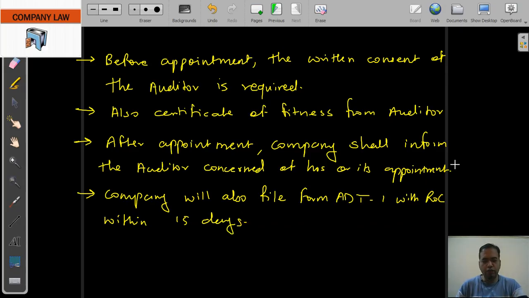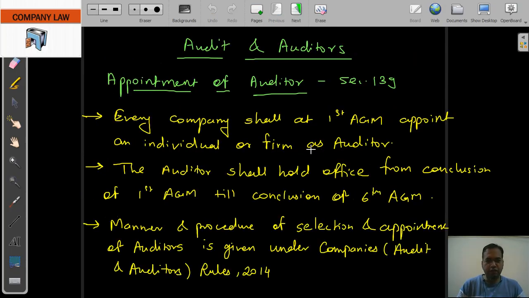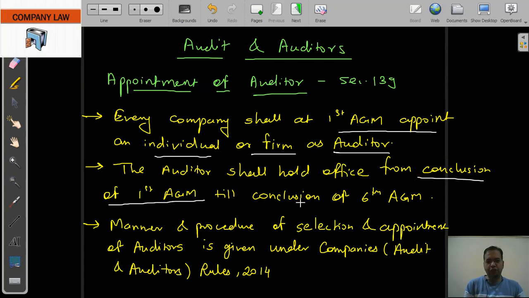So these are some of the important requirements of the appointment of the auditor. Now these are given under Section 139 Sub-section 1 and the rules made thereunder. So again, we will just go through it. Every company shall at the first AGM appoint an individual or a firm as auditor. It will hold office from the conclusion of the first AGM till the 6th AGM. We will talk about the term of the auditor as well.